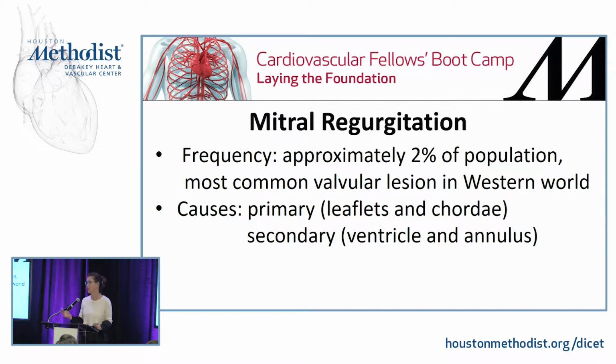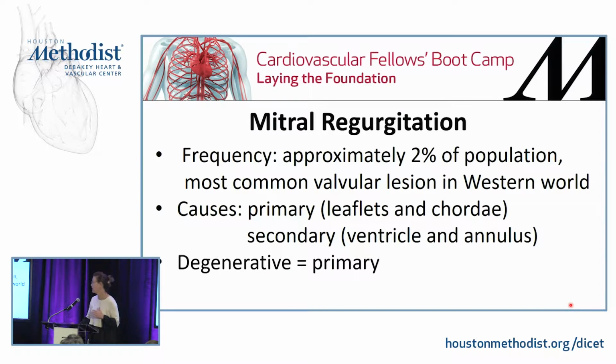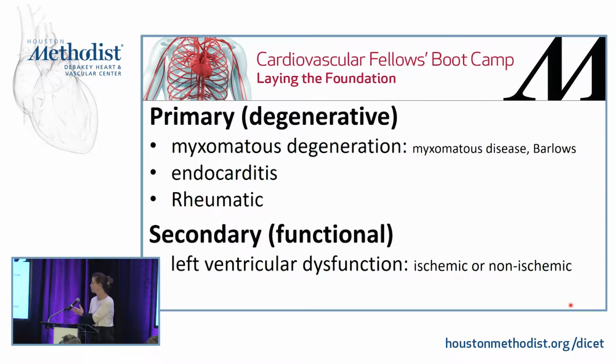One is primary, that affects the leaflets and the chordae, and the other is secondary, which involves the ventricle and the annulus. Primary mitral regurgitation has also been called degenerative, and secondary mitral regurgitation, meaning it's secondary to some other cause, is also called functional. So it took me a while to figure this out, but that's the nomenclature.